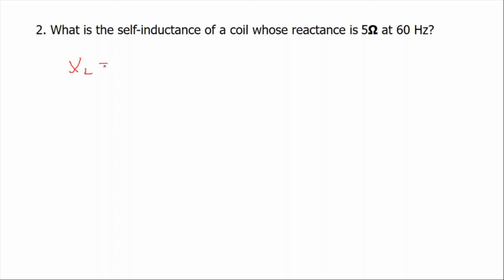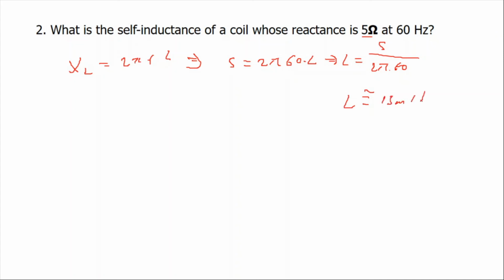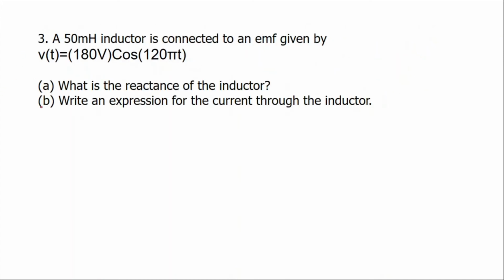We know that XL is equal to 2πfL, and XL is given as 5 ohms. So 5 is equal to 2π times 60 hertz times L, and L will be equal to 5 divided by 2π times 60, and the calculation gives us approximately 13 millihenry. So the next question, and this is the last question: a 50 millihenry inductor is connected to an EMF given by this expression, which is the voltage of the source. What is the reactance of the inductor?